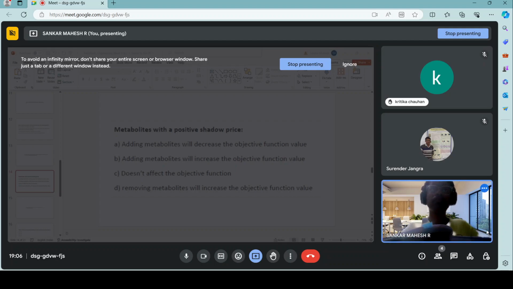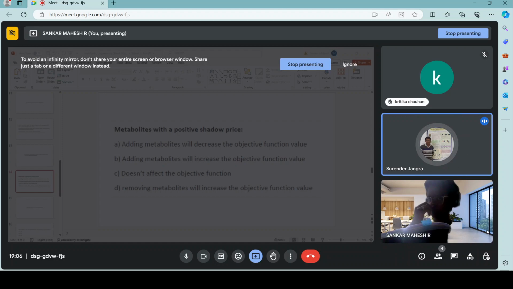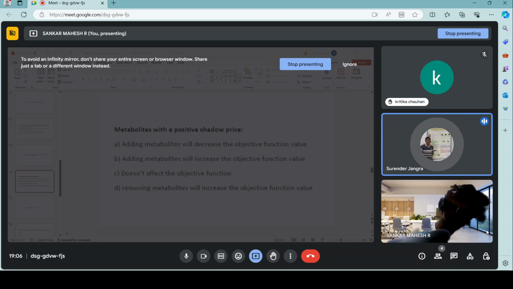Okay. Surendra, do you want to share what you understand about shadow price? As such, the definition of shadow price, I'm not getting right now. Okay. But positive means we have to increase the objective function. Okay. And the objective function can be increased by increasing the metabolites. So in my opinion, option B.